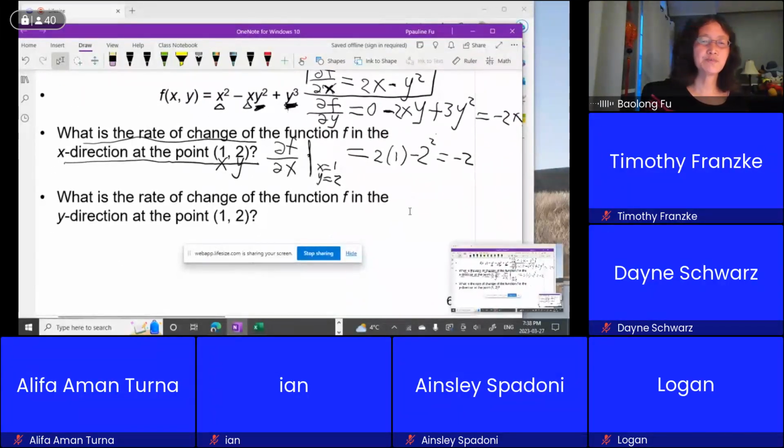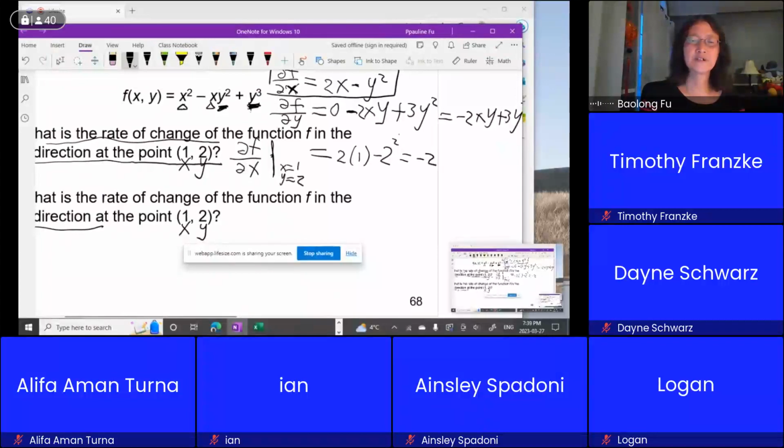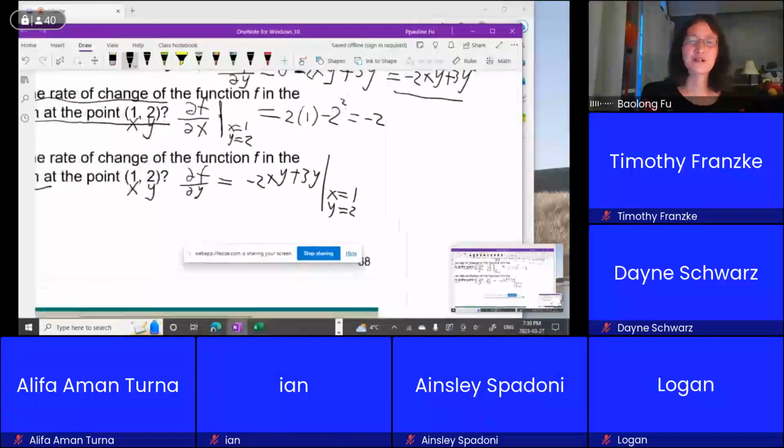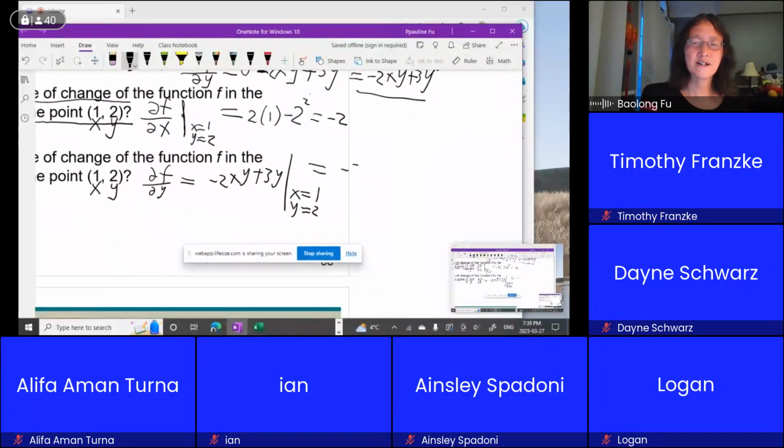Question: what is the rate of change in y direction when x equals 1, y equals 2? So we need to use this expression here. So df/dy equals, when x equals 1, y equals 2. So plug in x is 1, y is 2.